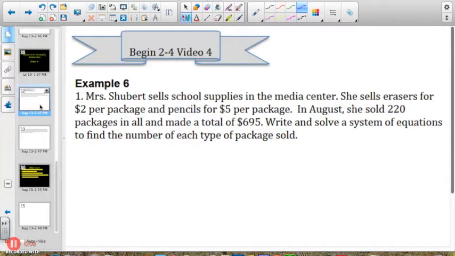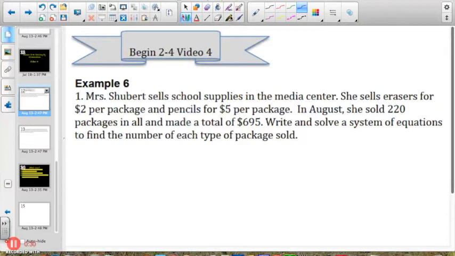So if we look at example 6, Mrs. Schubert sells school supplies in the media center. She sells erasers for $2 per package and pencils for $5 per package. In August, she sold 220 packages in all and made a total of $695. We want to write and solve a system of equations to find the number of each type of package sold.